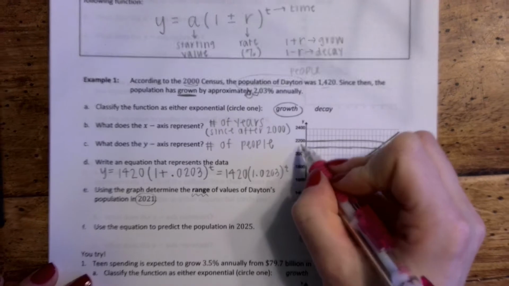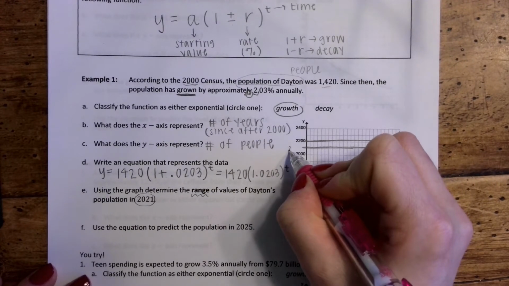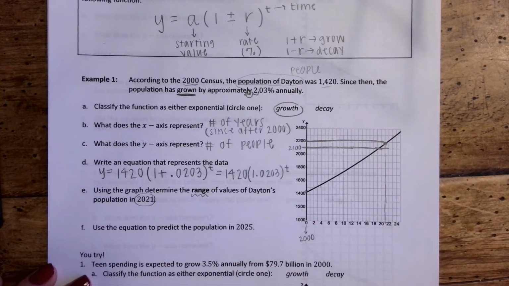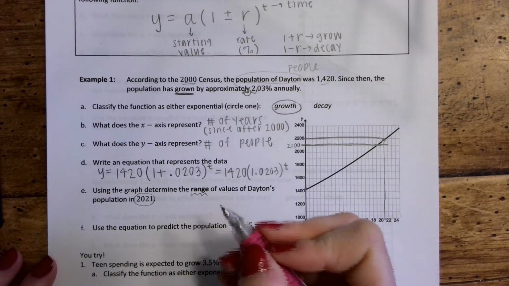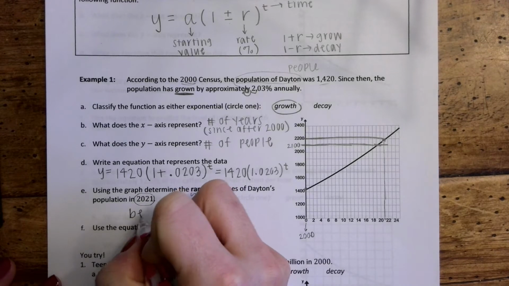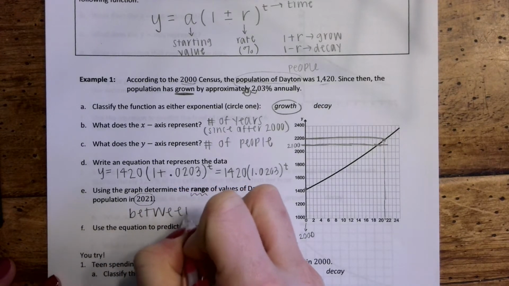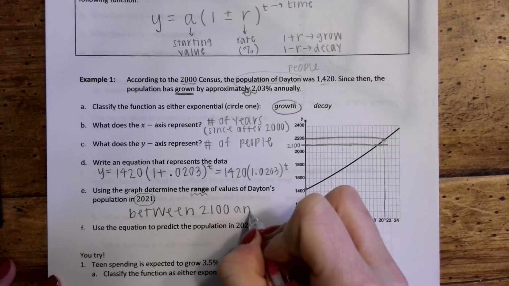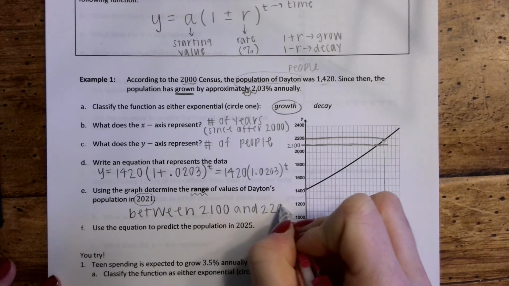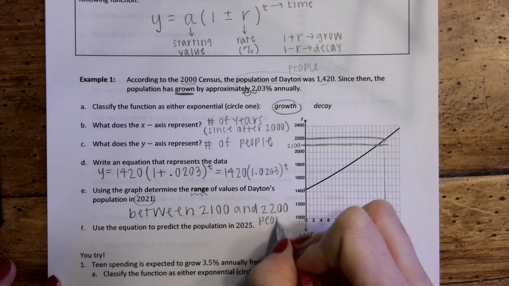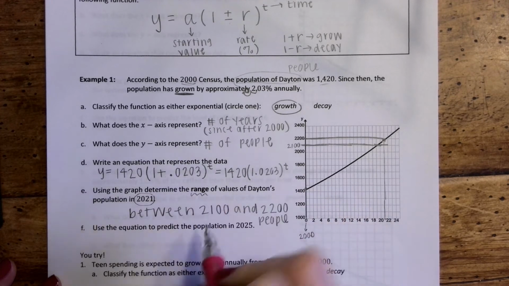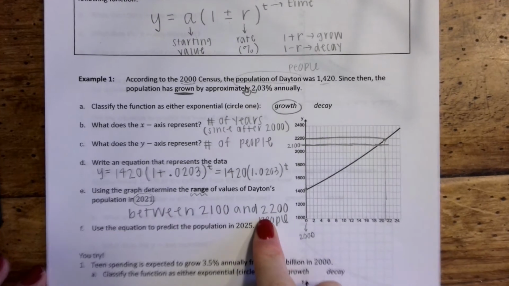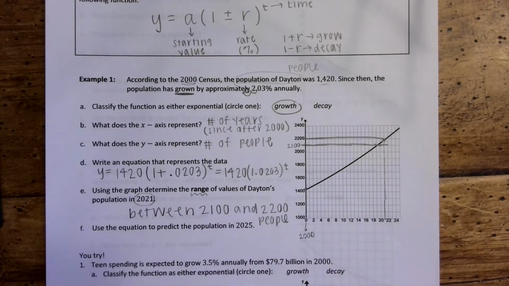If this is 2000 and this is 2200, that means this is 2100. So I don't know exactly what the population was, but I do know that it is between 2,100 people and 2,200 people. If it asks for range, you always write your answer like this. It's somewhere between these two values.